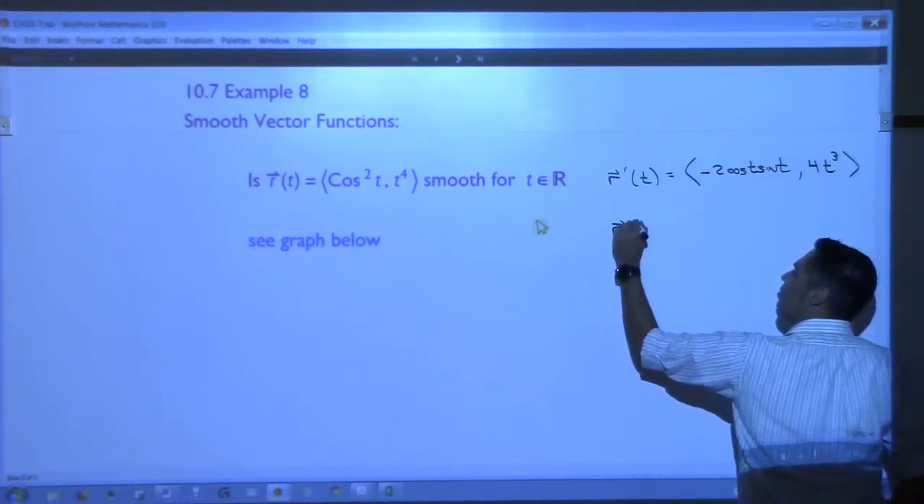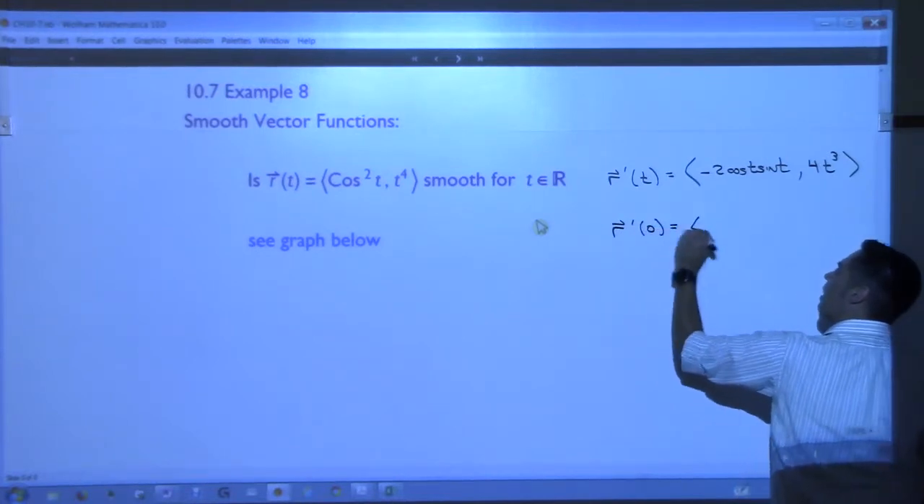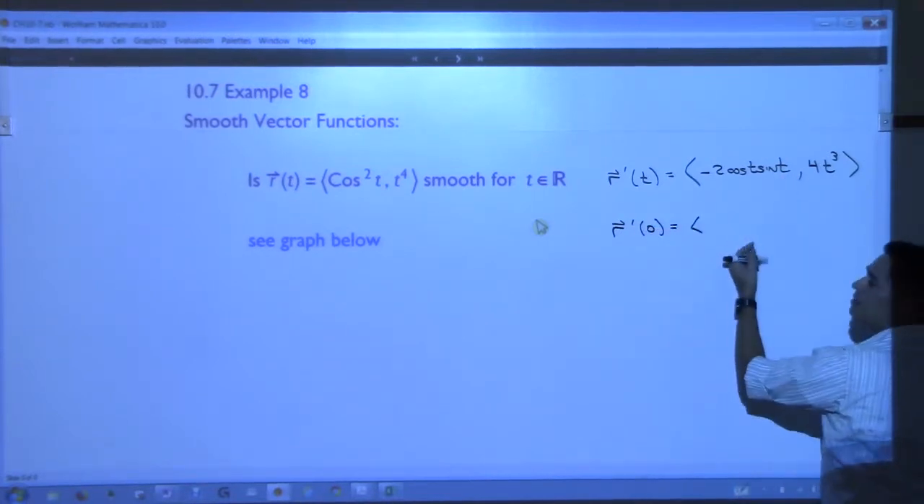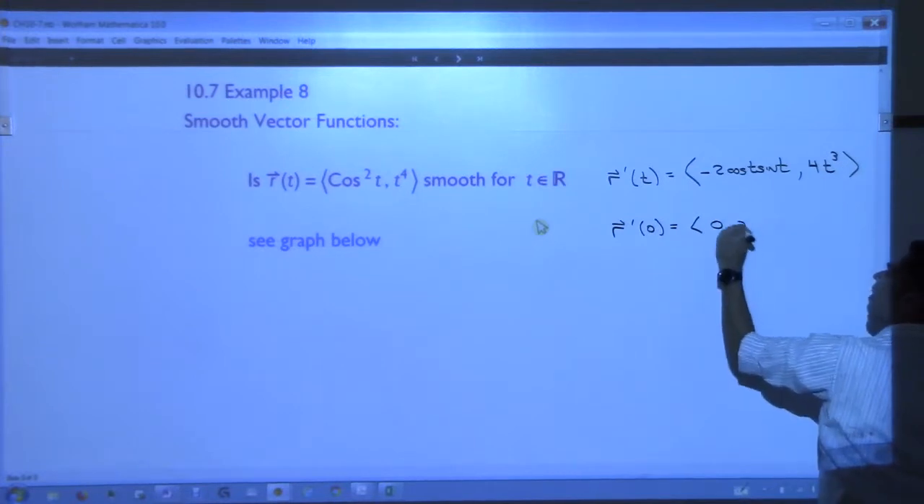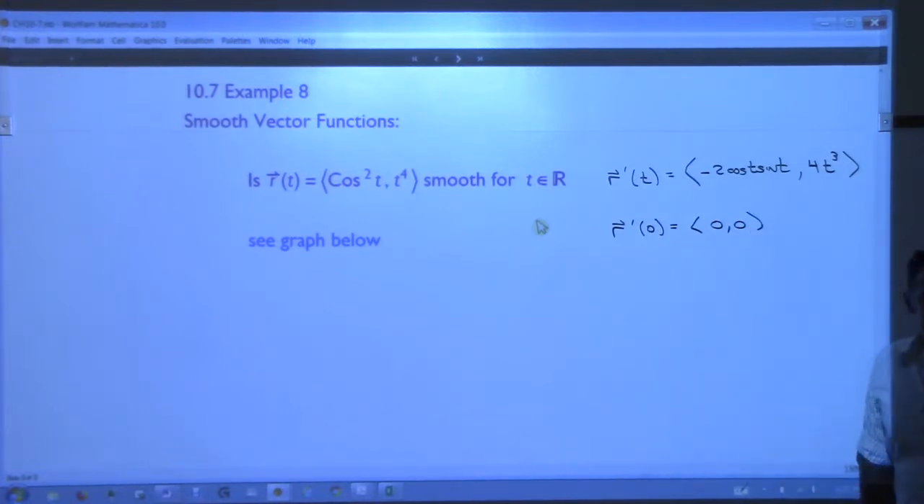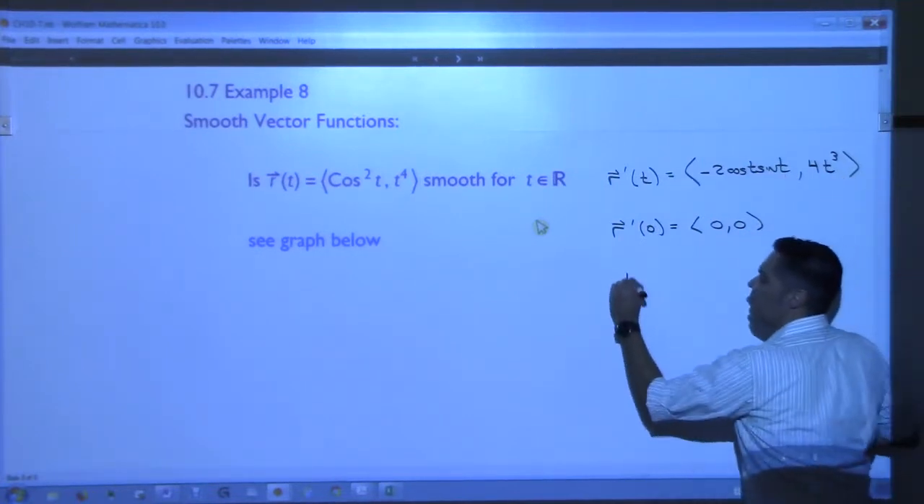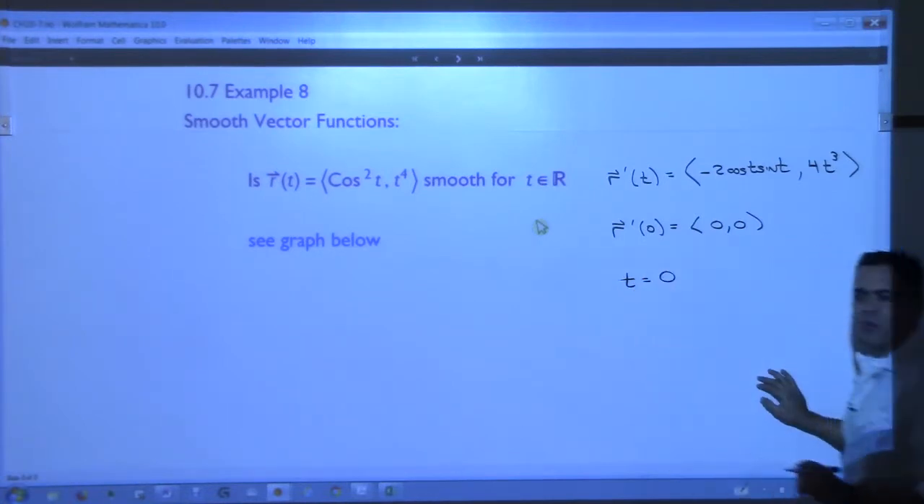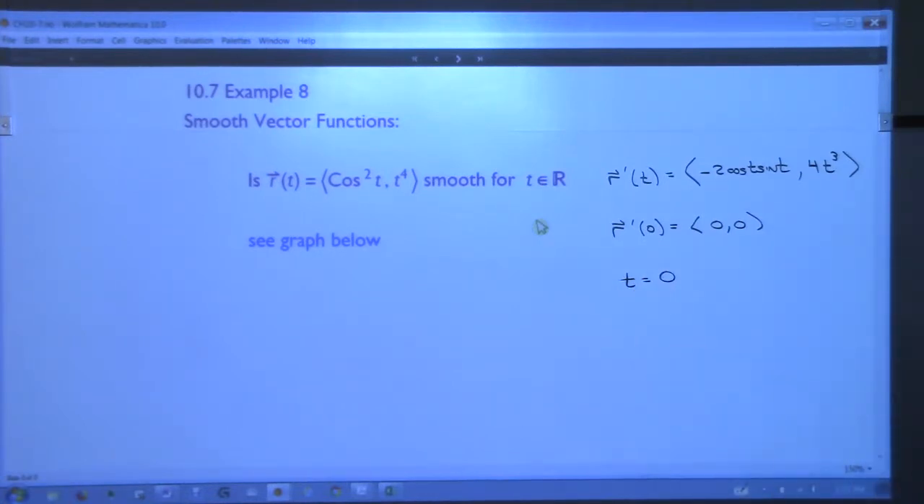0, right? So what's r prime of 0? We get sine of 0, 0, right? So you get 0 there and then 0 there. That's the only point, right? Any other t would be okay. You could plug in anything that makes sine 0, but it wouldn't make the other one 0. Okay, so t equals 0 is the only place where we seem to have a problem. This vector function would not be smooth.